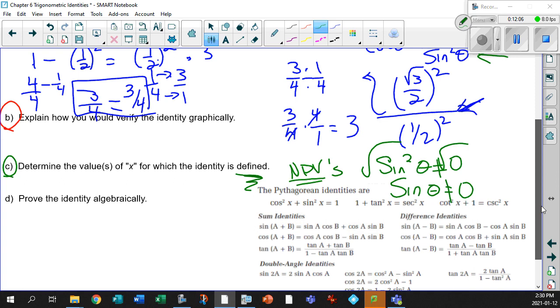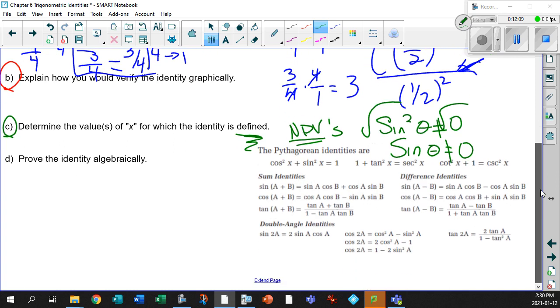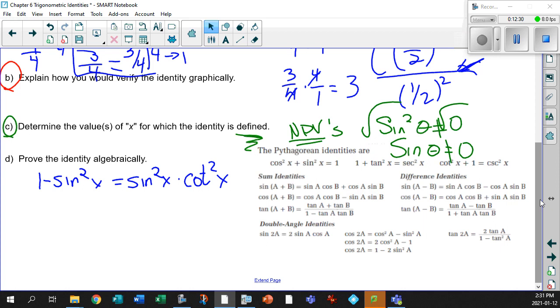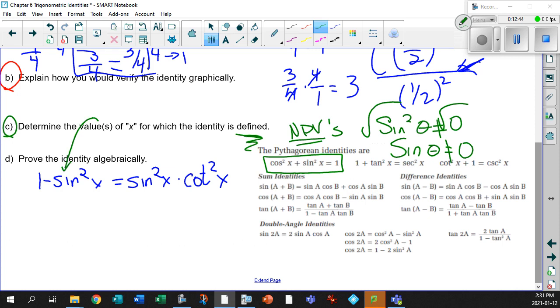Okay, now, finally, let's go and prove this algebraically. So first things first. I'm going to write this down again: 1 minus sine squared x equals sine squared x cotangent squared x. Where do I start? Well, there's a couple things we can do. I don't know about you, but it's hitting me like a 2x4 right between my eyeballs. Okay? Look at this. Is that not a Pythagorean identity?